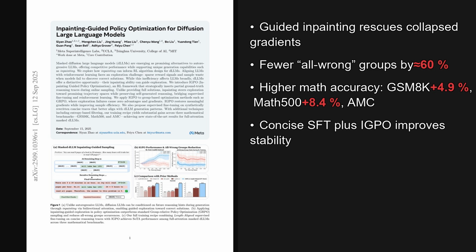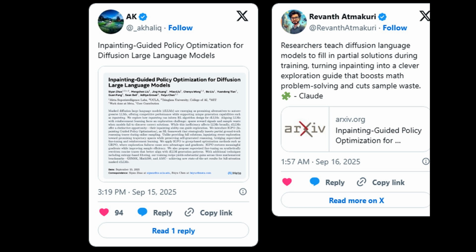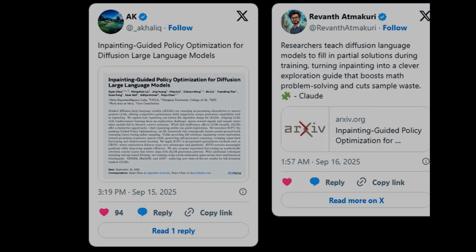The paper is titled, Inpainting-Guided Policy Optimization for Diffusion Large Language Models, and the implications for training stability are quite significant. In short, guided inpainting restores meaningful gradients, improves sample efficiency, and pairs well with concise supervised fine-tuning to stabilize reasoning. On X, commenters highlight that inpainting guides exploration by seeding partial solutions during training, which boosts math reasoning and reduces sample waste, matching the gains we just discussed. One post garners about 94 likes, indicating solid engagement.